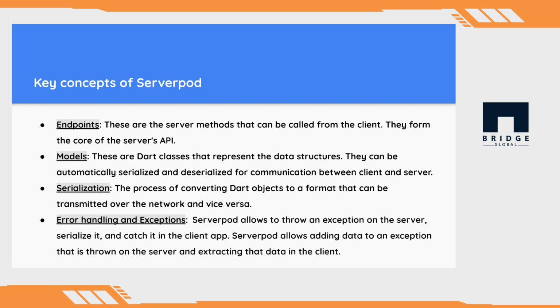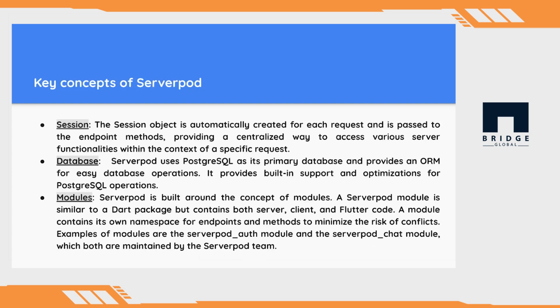And the session object is for each API method we have created in the server. There is a session object that is created automatically for each request, and it's passed to the endpoint methods, providing a centralized way to access various server functionalities within the context of a specific request. The session object provides access to the database, authentication, caching, and we can send messages as well. So sessions are very important in an API method. We will see in the demo session how the session object works.